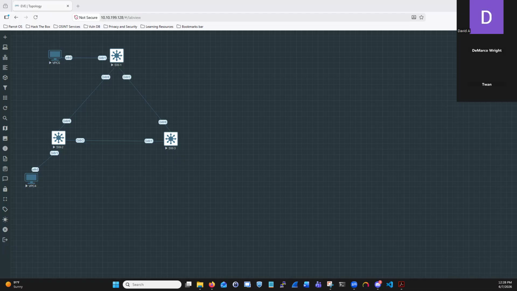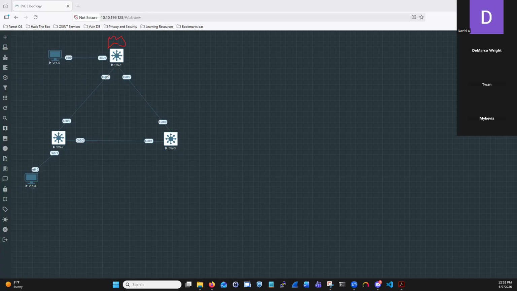Let's do some convergence real quick. So the first thing a switch operating in spanning tree is going to do is elect its root switch. Let's say switch one is the root switch. That's a terrible king crown, by the way. So it's the root switch, just like I stated.